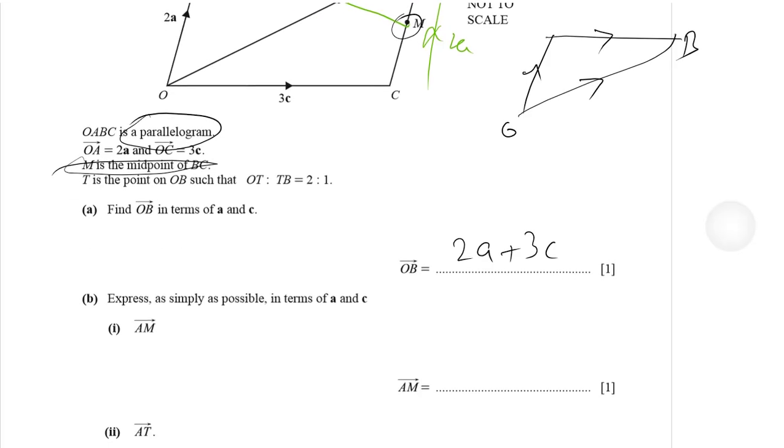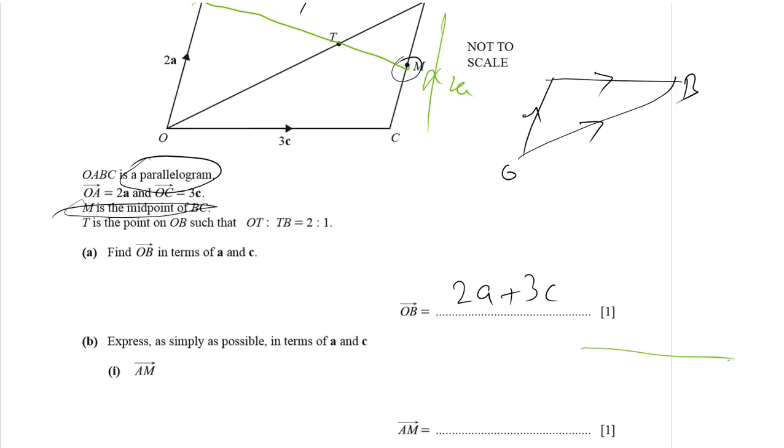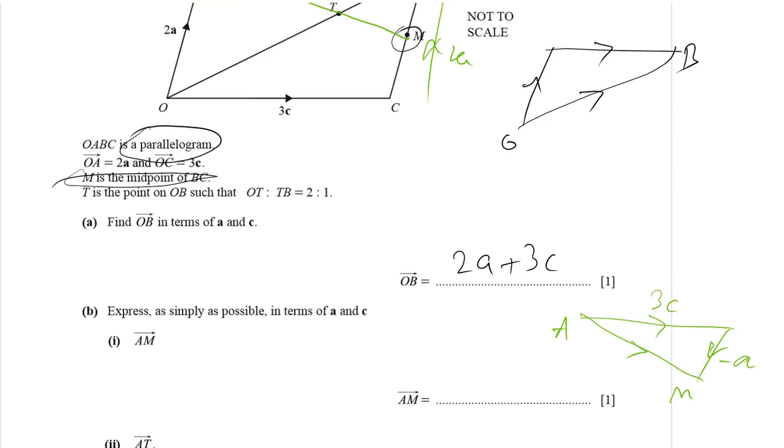So let's draw the triangle that is required. I'll be working on this. AM is the thing I am finding. This is 3C, and this would be minus A. Why minus A? Because the entire CB is 2A and its half would be A. So AM would be A to B, then B to M. So 3C minus A.